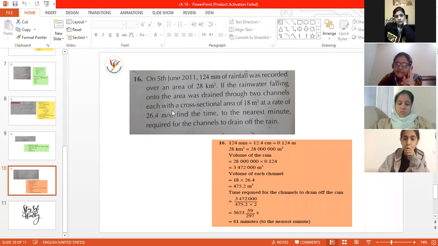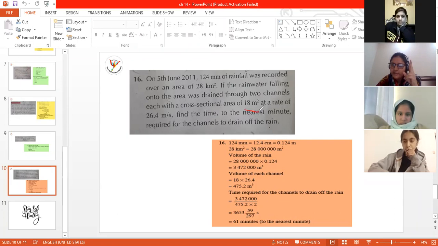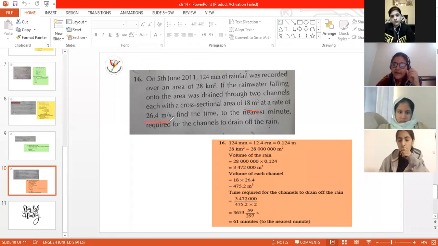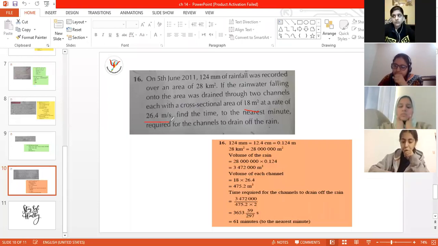Now, the second thing is where the rainwater is falling, there are two drains, each with a cross-sectional area of 18 meters square at a rate of 26.4 meter per second. Find the time. We have to find the total time which these two drains will require to drain off all the rainwater. Clear? I think it should be clear now.